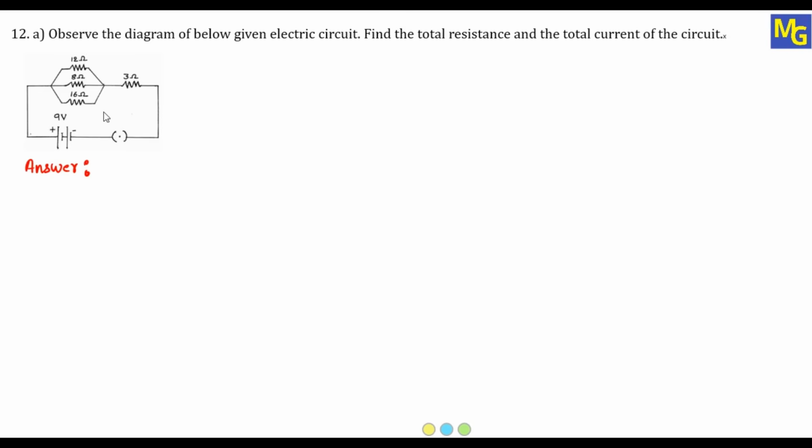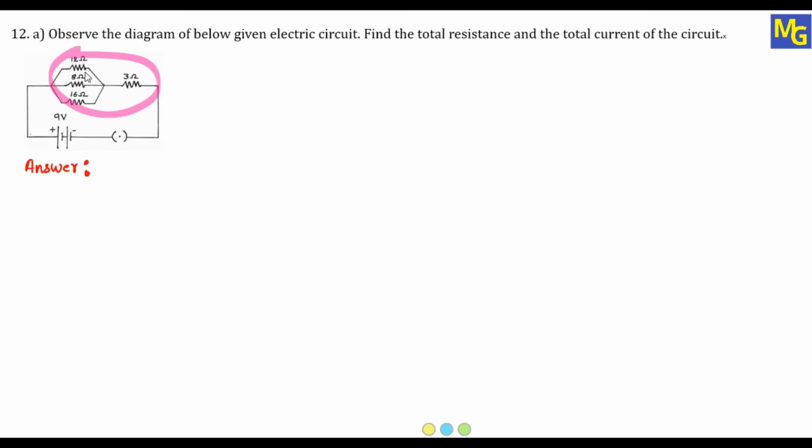So if you see the circuit, here we have three resistors: 12 ohm, 8 ohm, 16 ohm, and 3 ohm. And here we have a 9-volt battery. So voltage is 9 volt. The question is we have to find out total resistance for the whole circuit and total current. How to find out the total resistance of the circuit?